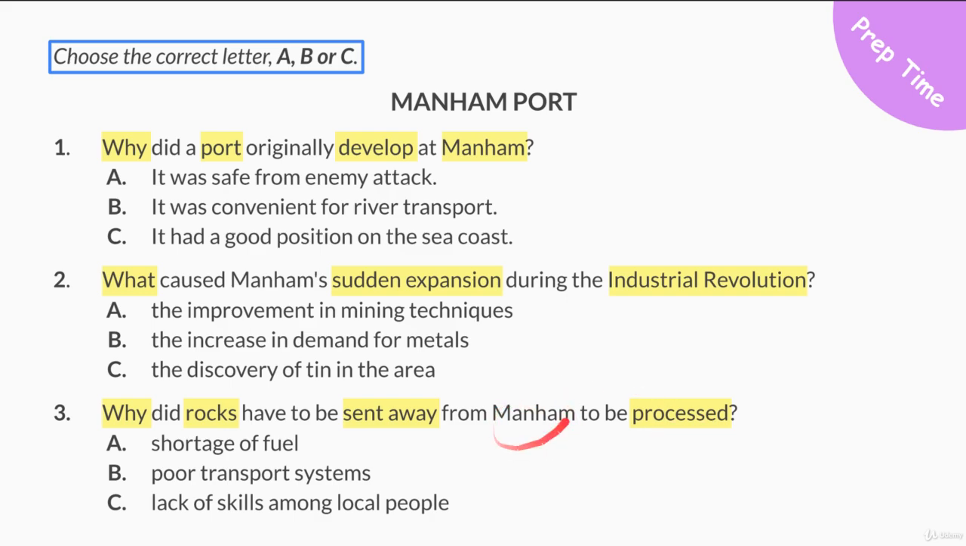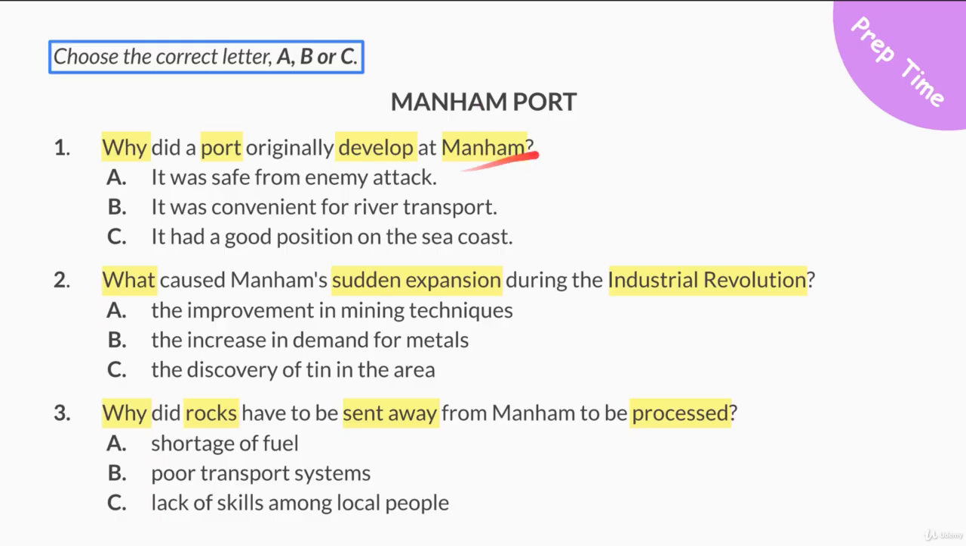Notice I haven't really marked Manham here. The reason I haven't marked it is because I realize now that this entire listening assignment, this entire audio tape, is going to talk about Manham Port. So that means this is a repetitive keyword. When we have a word that is going to repeat over and over again in the audio, that is a repetitive keyword.